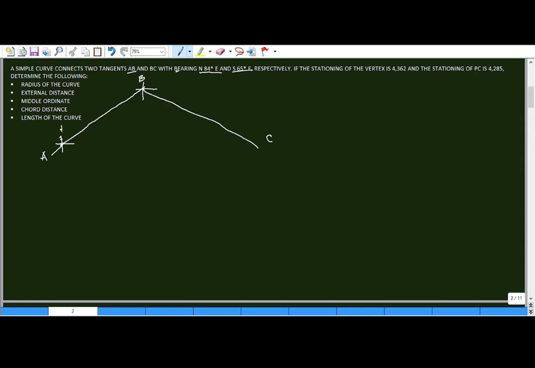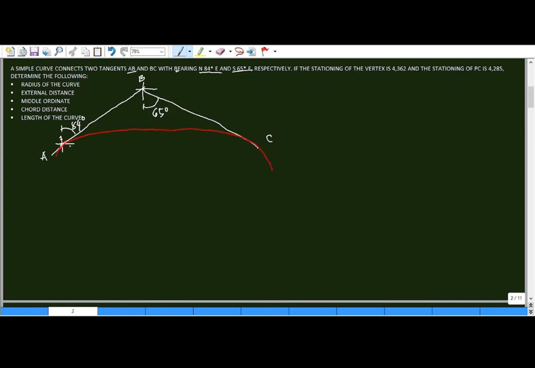A to B, we have the bearing of 84 degrees. And B to C, I have the bearing that is equal to 65 degrees. Okay, so ito yung dalawang tangents nung ating curve. So this time, I'm going to draw my curve.